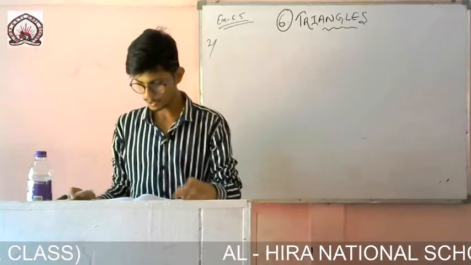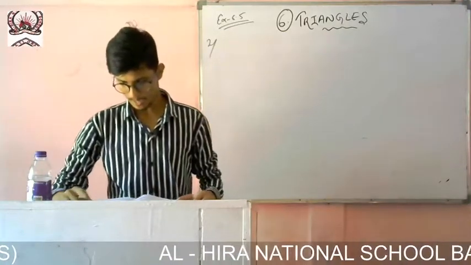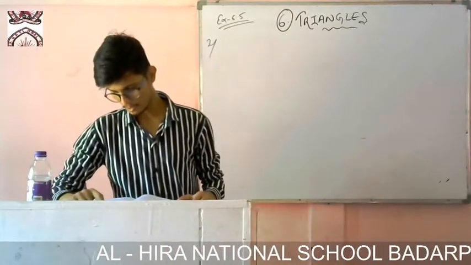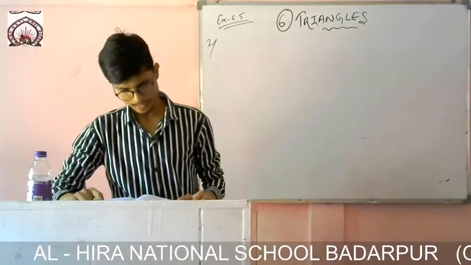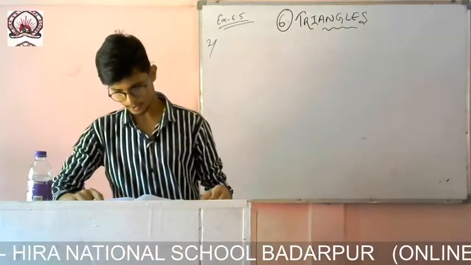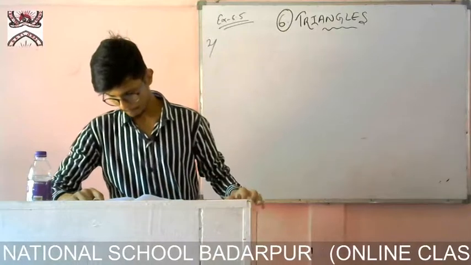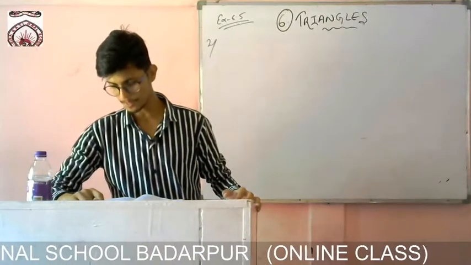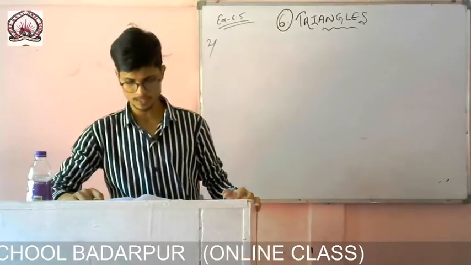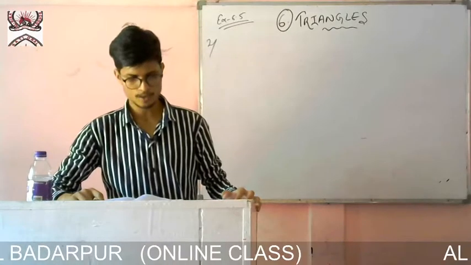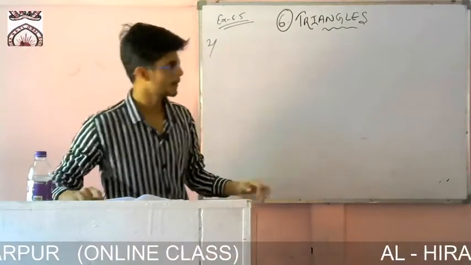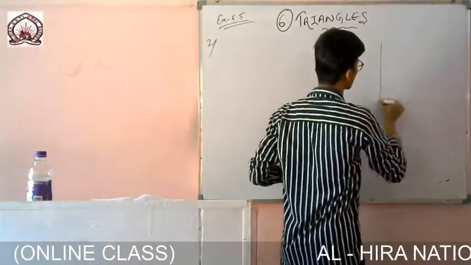Now question number 2: PQR is a triangle right-angled at P, and M is a point on QR such that PM is perpendicular to QR. Prove that PM square is equal to QM into MR. Let me draw the figure first of all for you.